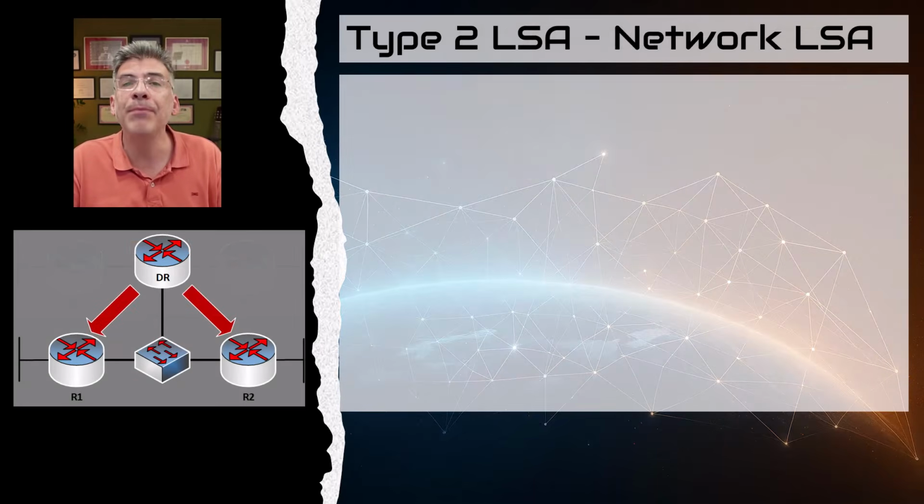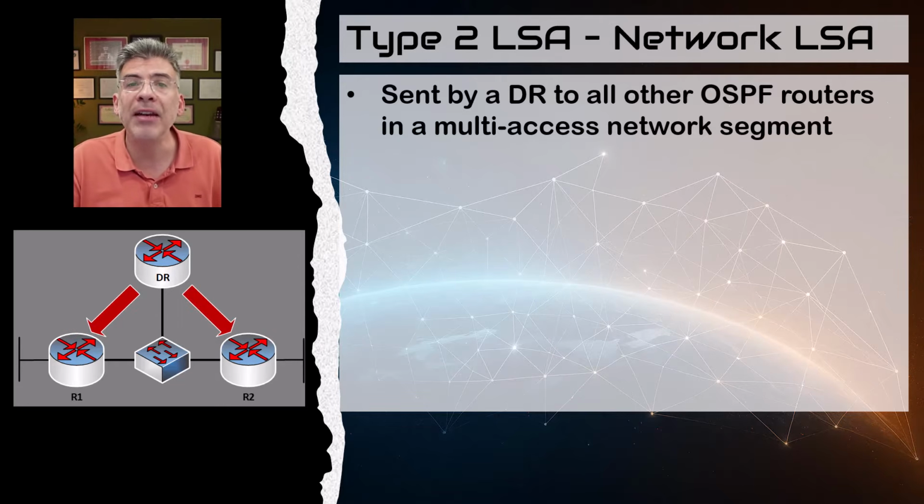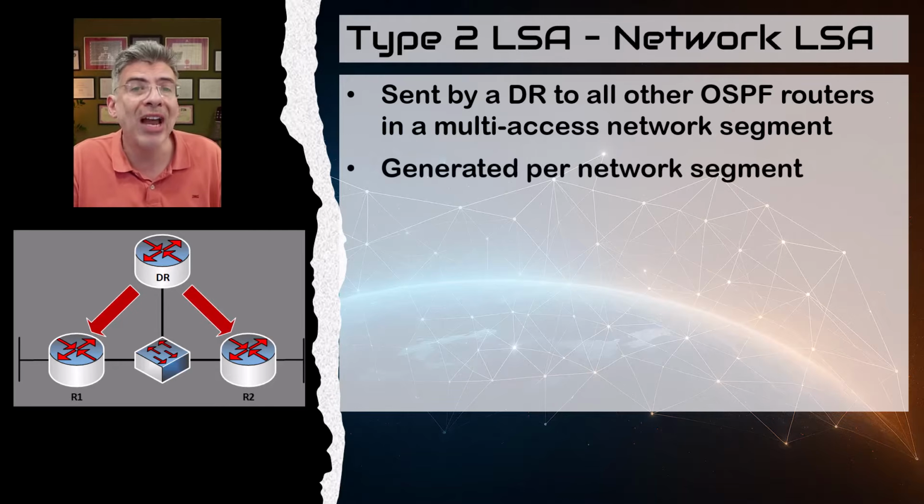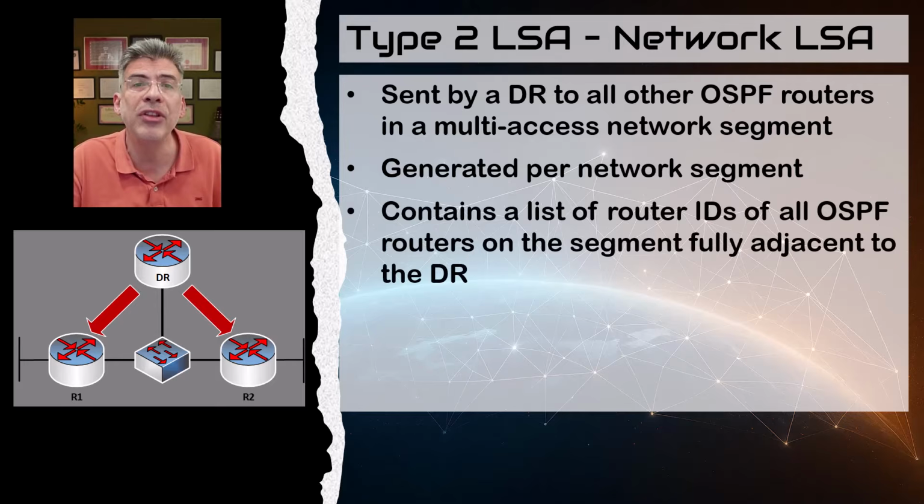Next, we have a Type 2 or network LSA. These LSAs are generated by a designated router, or a DR, found within a single multi-access network segment. Type 2 LSAs are generated on a per network segment basis, and that makes sense since there's one DR per network segment. This LSA type contains information about routers connected to that segment, including a list of router IDs of all OSPF routers on the segment that are fully adjacent to the DR, including the DR itself.